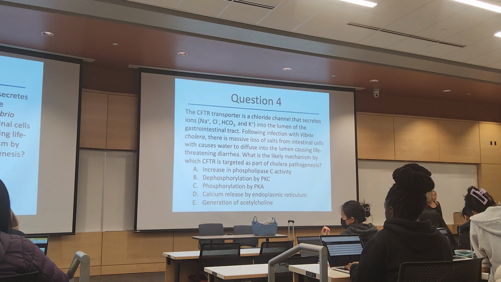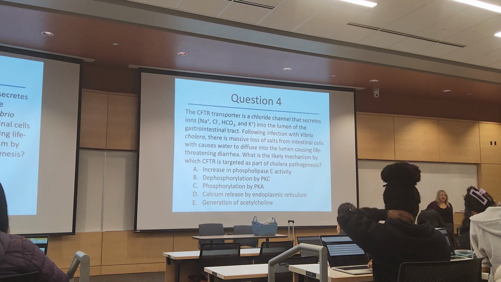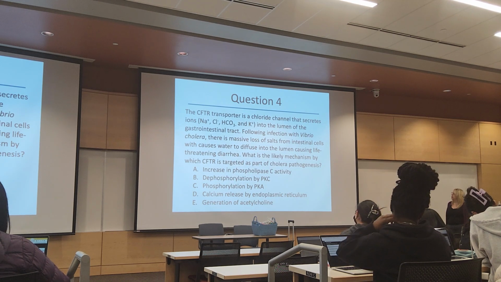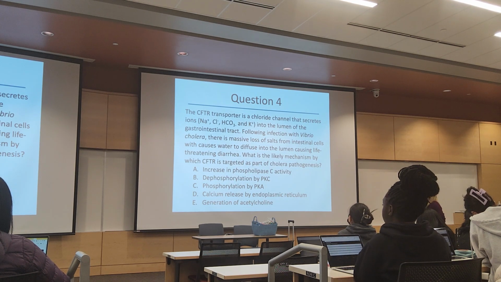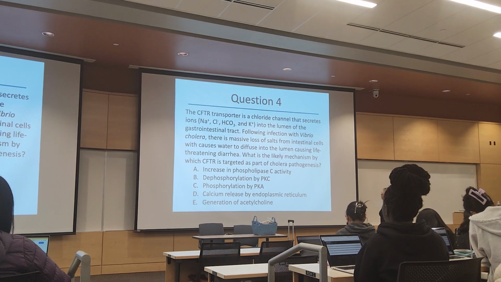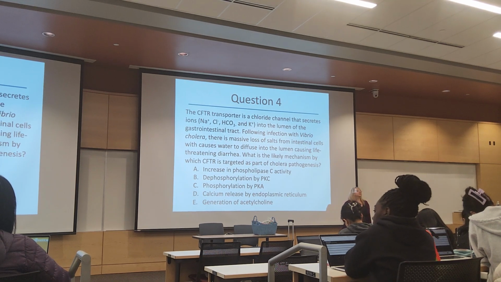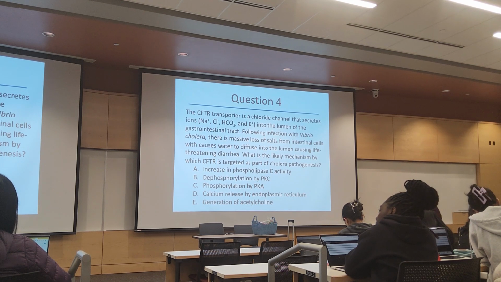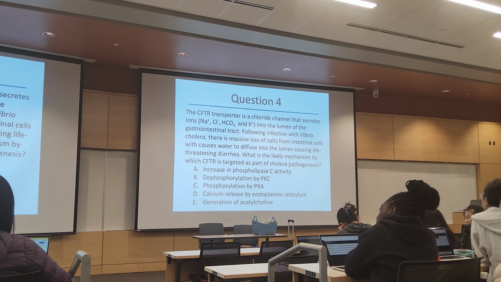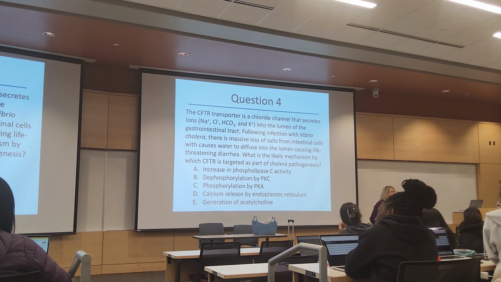Okay, so the last question, now we're going to be talking about a different toxin here. So we know that the CFTR, the cystic fibrosis transmembrane receptor, is the receptor that's mutated in patients that have cystic fibrosis, but it's also, as you can imagine, very important in normal homeostasis. It's a chloride channel that secretes ions, not only chloride, but other electrolytes, into the lumen of the gastrointestinal tract, right?